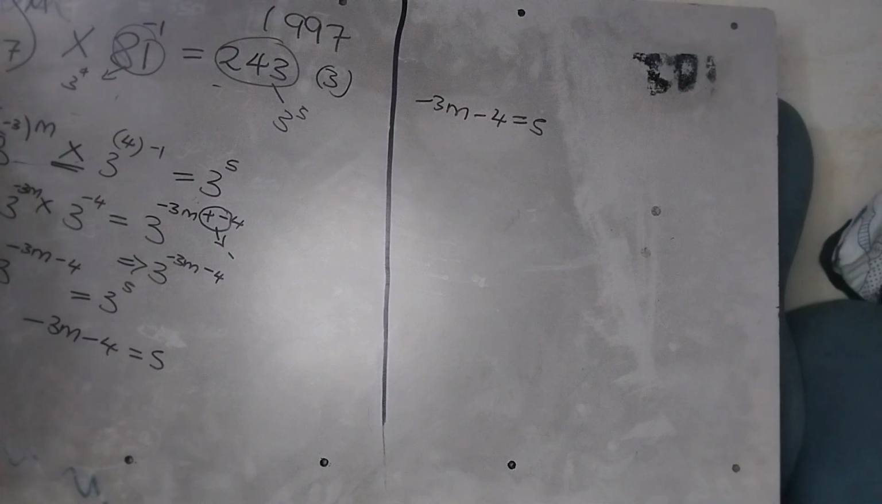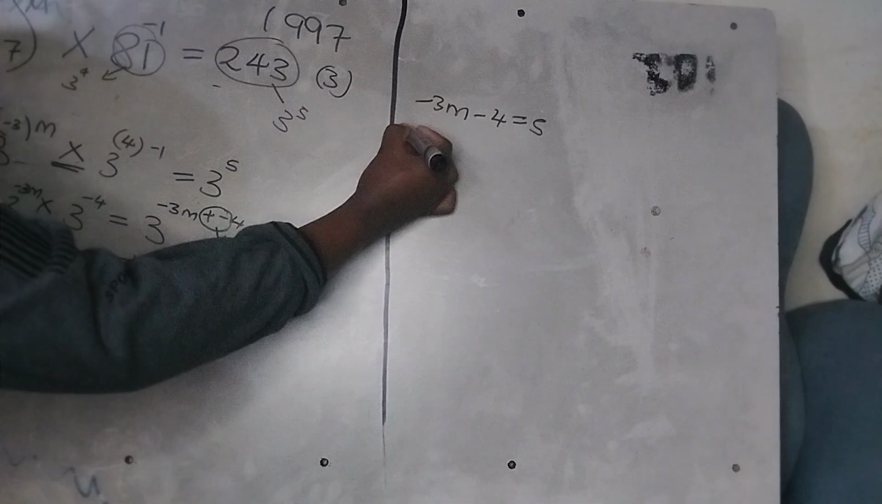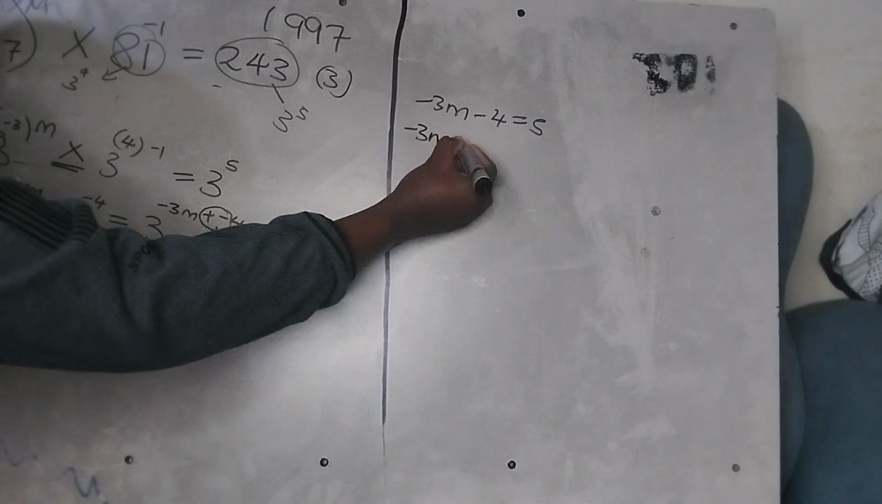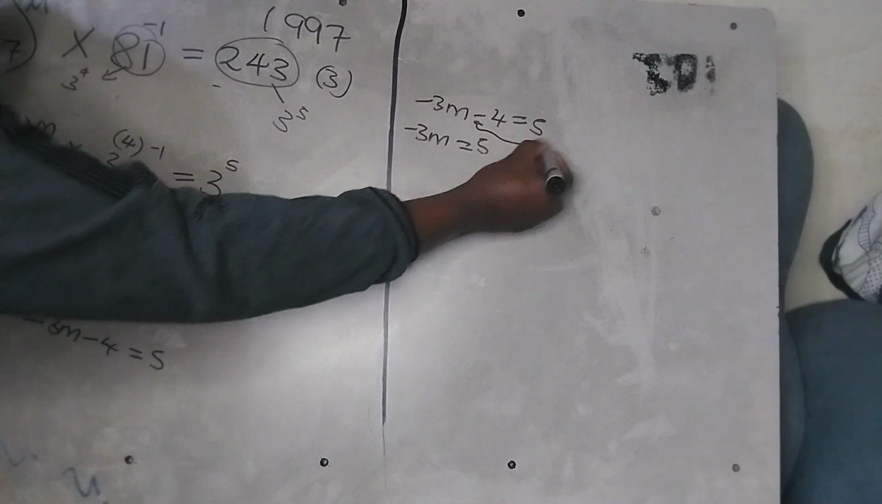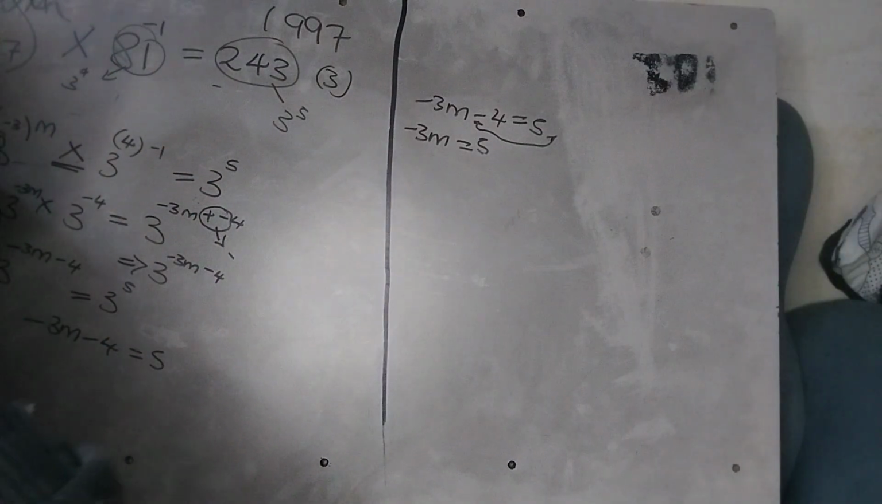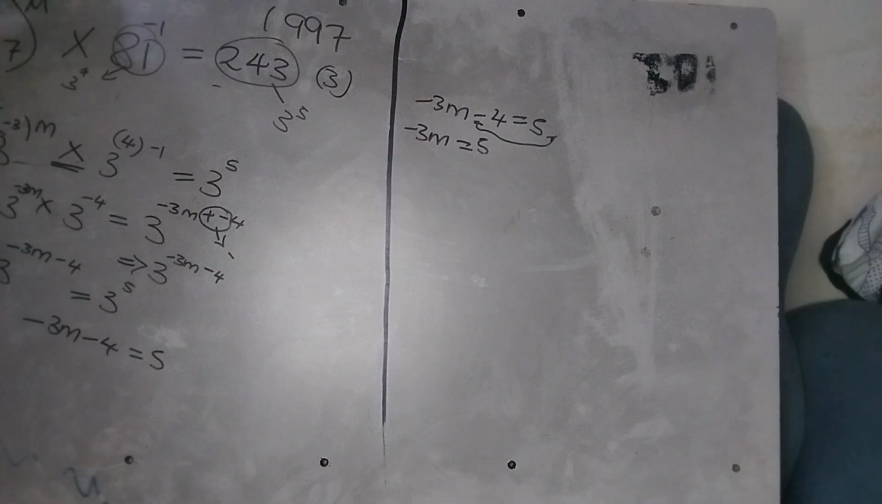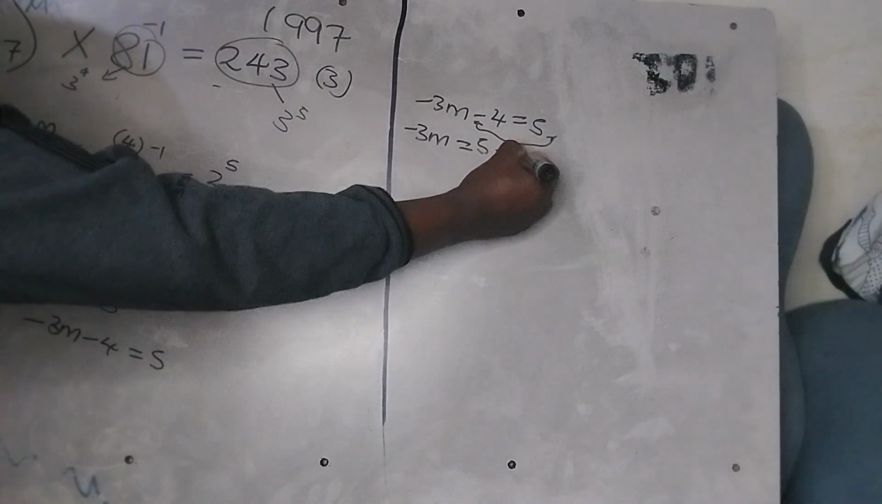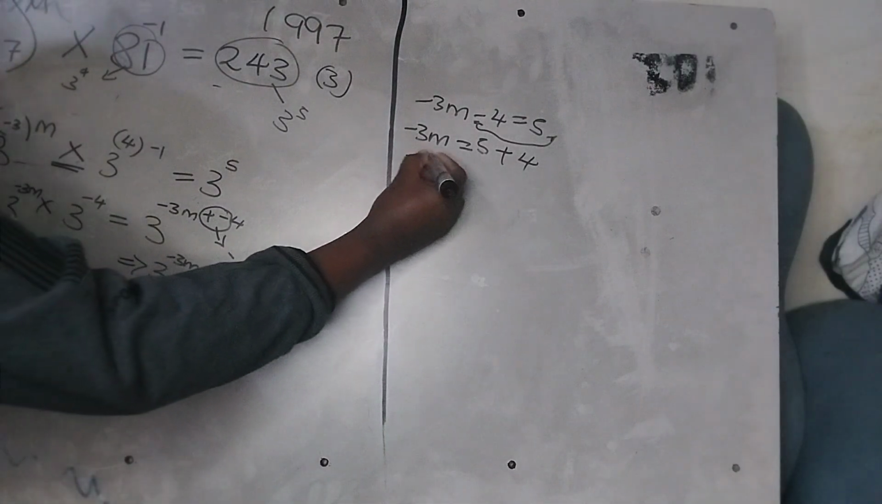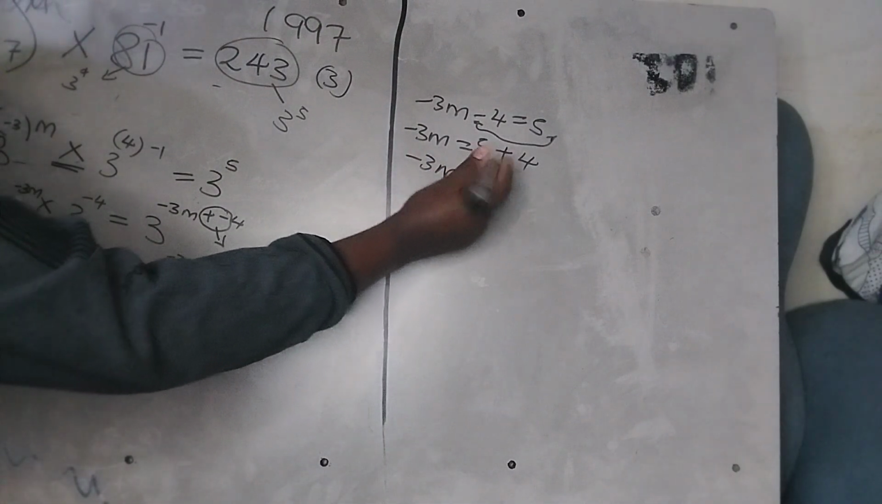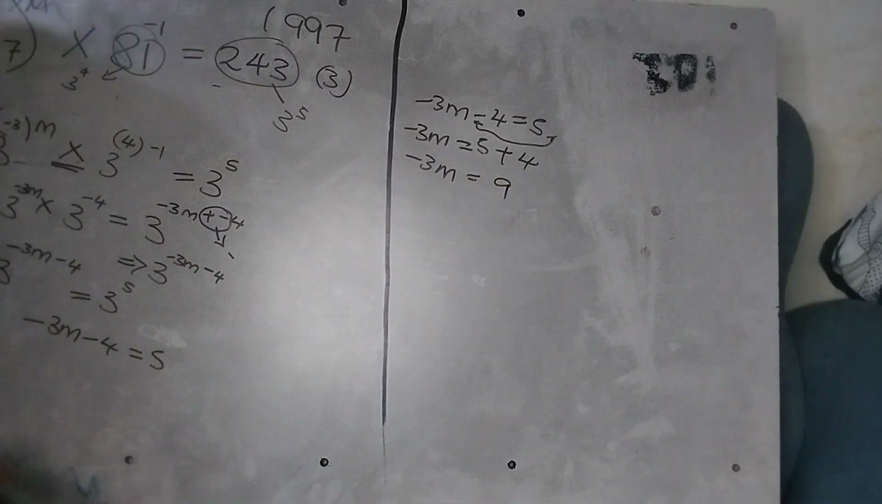We can take the whole numbers to the same side. Minus 3m will remain on its side, and the 5 stays. The minus 4, once it crosses the equal sign, becomes a plus. It becomes plus 4. So minus 3m simply becomes 5 plus 4, which is 9.